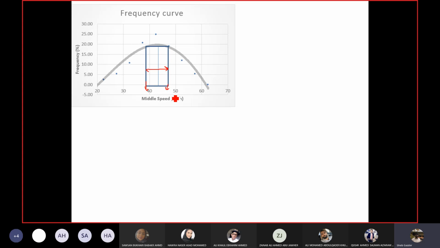Then we also need the percentage of vehicles in the pace range. Okay, this pace range is 37.5 and 47.5. This value is 37.5 and this value is 47.5, so the difference is 10. How do I find out the percentage of vehicles in the pace range?